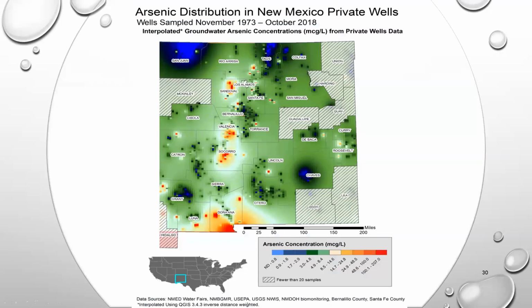So this is what the interpolated map looks like. And you can see there is definitely an area in the state that shows higher arsenic. Again, that's along the Rio Grande River Valley, and we know this is an area of concern.